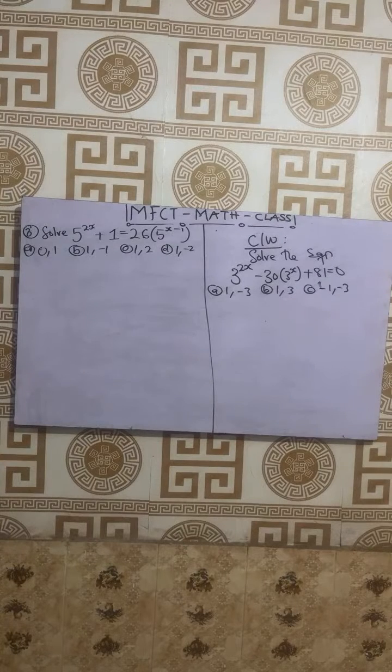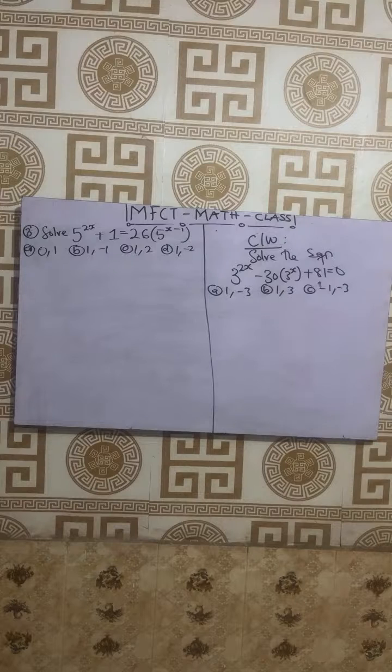Now, let's move on to question number 3. Guys, in this question number 3, the question is, solve 5 raised to power 2x plus 1 equals 26, open bracket, 5 raised to power x minus 1. Now, in this question, we see that this question is different from the last 2 examples we did tonight. But we can also use the trick in solving it.